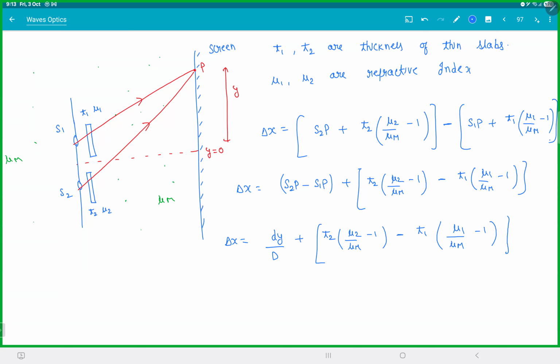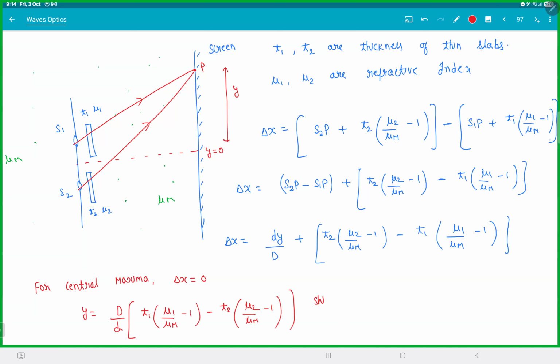So what do you want to find? You want to find the central maxima? For central maxima, delta x is 0. If you put delta x equal to 0, you'll get y equal to capital D by small d, times t1 mu1 by mu medium minus 1, minus t2 mu2 by mu medium minus 1. This is the shift of the central maximum. Matlab, it's the shift of the entire pattern. So whenever you keep slabs in front of the slits, you're shifting the whole pattern up or down.